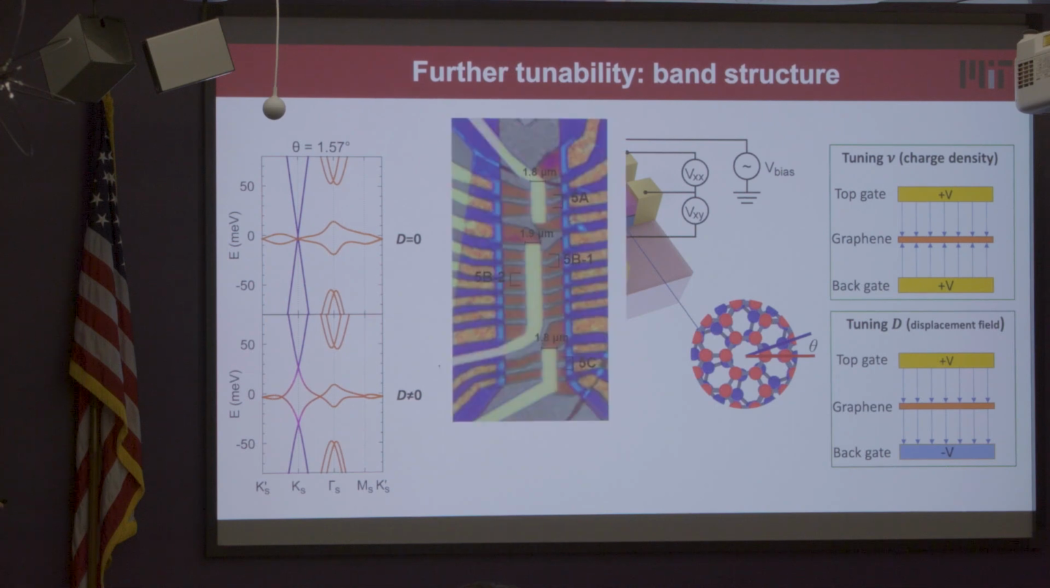Just for fun, here's a microscope image of the device that we usually fabricate. This part is the bottom gate, and these yellow parts are the top gates. So we have the dual gates, and our actual twisted trilayer graphene structure is sandwiched between these two gates. And these are the electrical contacts that we put on to measure the transport properties.